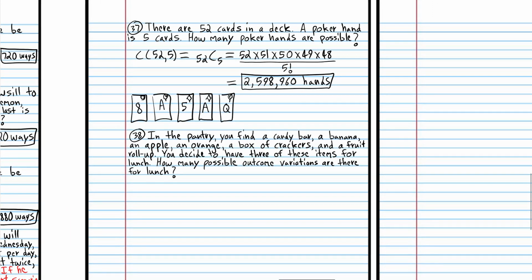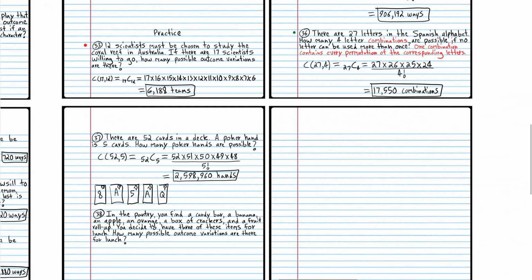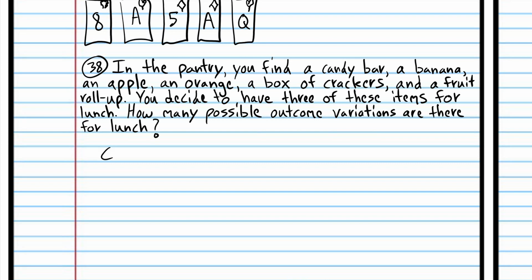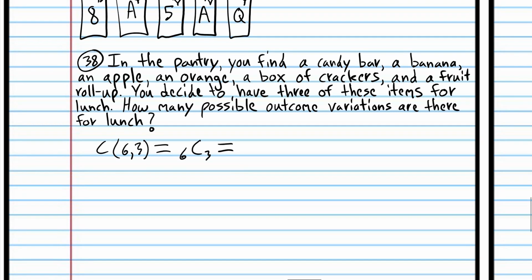Okay, so go ahead and try 38, and when you come back, we'll do it together. Okay, we're back. So this is going to be C. Let's see, candy bar, banana, apple. Let's count these. 1, 2, 3, 4, 5, 6. So there's 6 things, and you're going to choose 3 of them. So this is often called 6 choose 3 to abbreviate that.